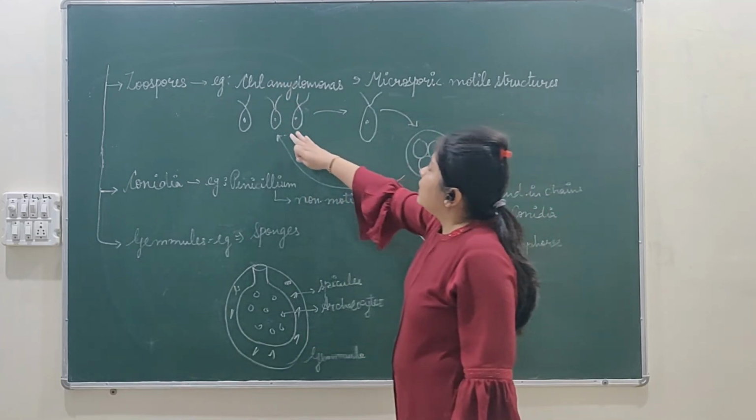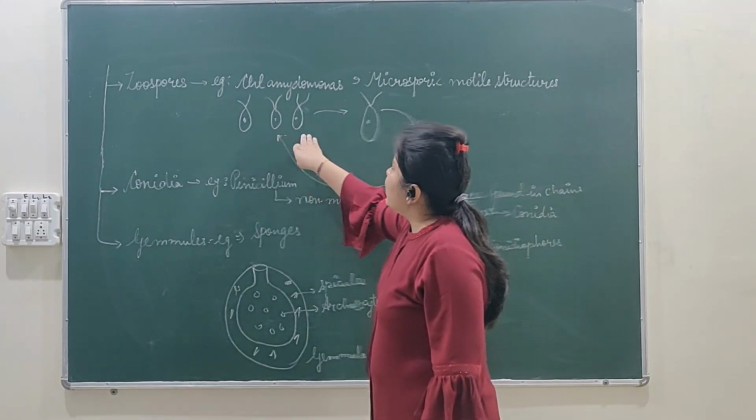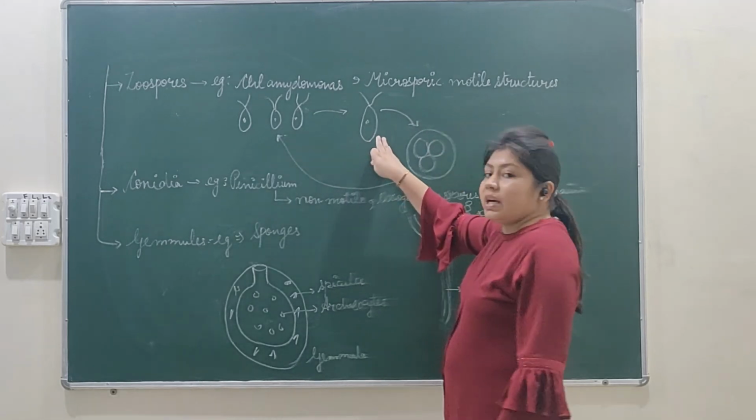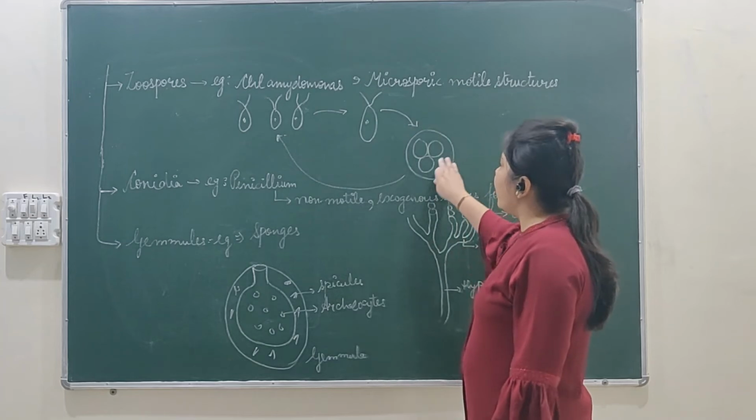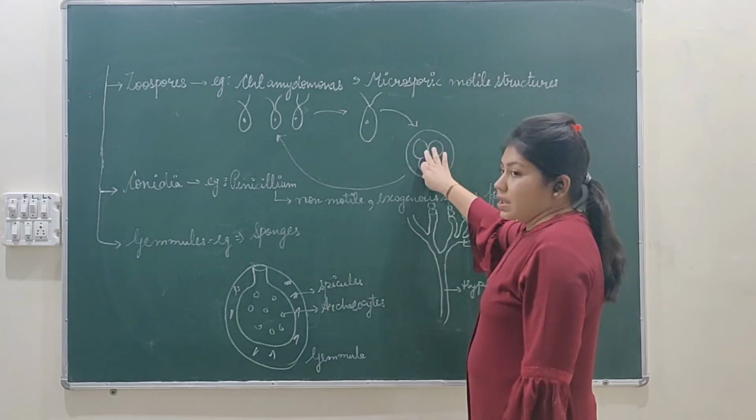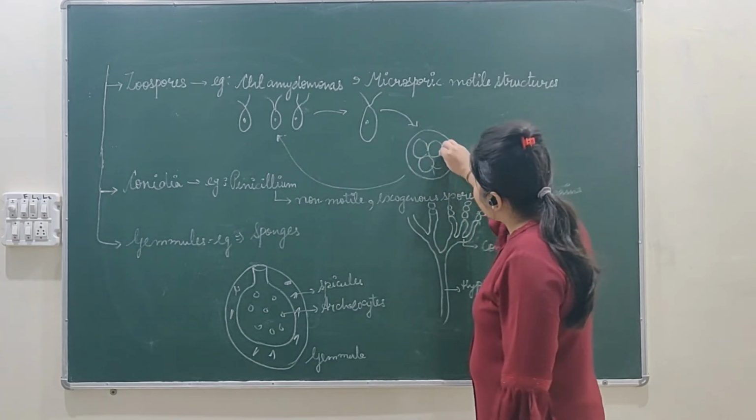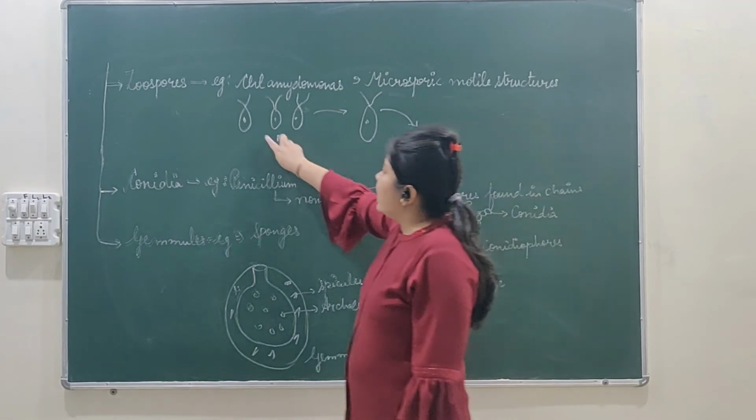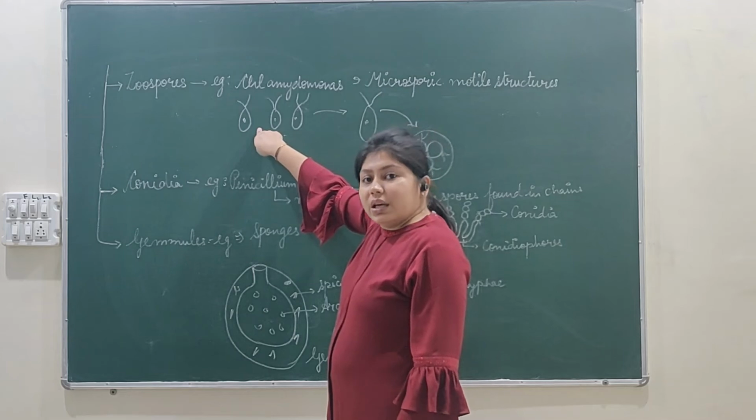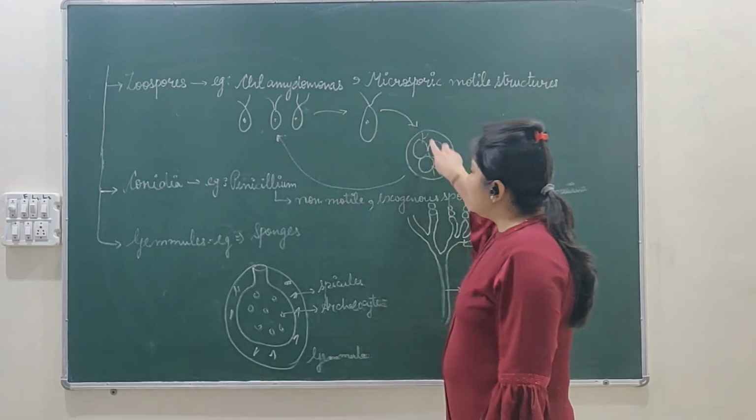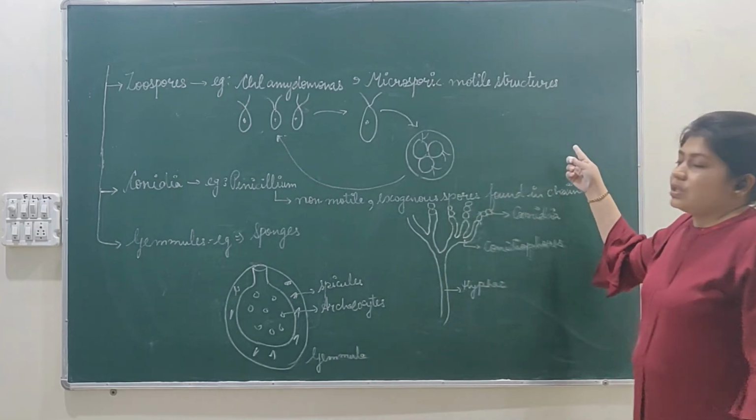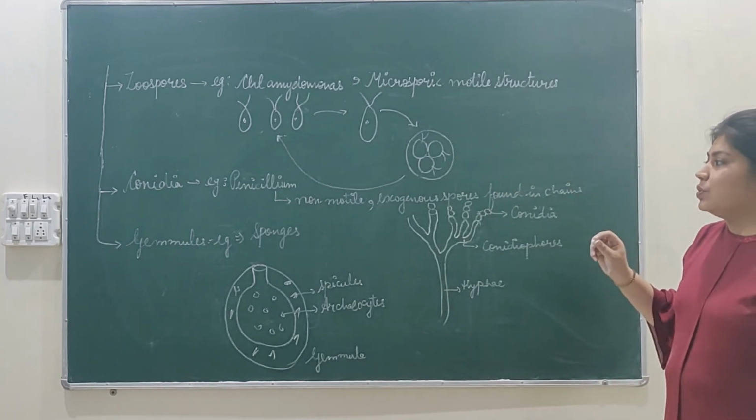What happens? See, this is the Chlamydomonas, and one of them matures, divides and forms the baby progenies, and then they bear the flagella, detach and are again released in this form. So this cycle goes on. So microscopic motile structures are known as the zoospores.